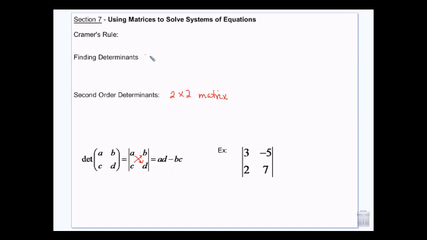Now, to write a determinant, you can either put a DET in front of your matrix, or you can use the straight lines, like an absolute value. Both of these mean determinant. So with a 2 by 2 matrix, it's downward X minus upward X. So I would do 3 times 7 minus 2 times -5. That would be 21, -2 times -5, so plus 10. So the determinant of this matrix is 31.